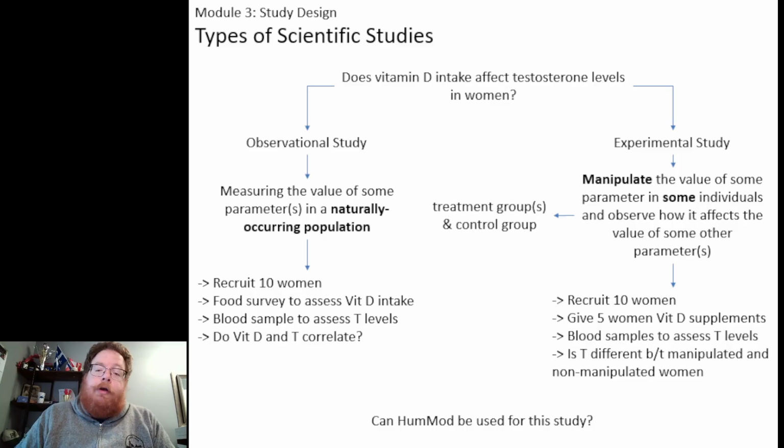So I know I can do the experimental study because, as I said, I can manipulate the daily intake of vitamin D. I know that I can monitor the level of testosterone in the blood, so I can definitely do an experimental study. So again, sometimes HumMod will be able to do observational studies if you have parameters in your study that are not fixed in HumMod. But for my particular case, a little exploration told me that I cannot do an observational study. I'm going to have to do the experimental study, and so that's what I decided to do.